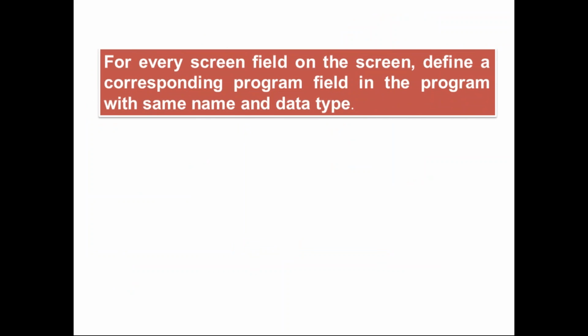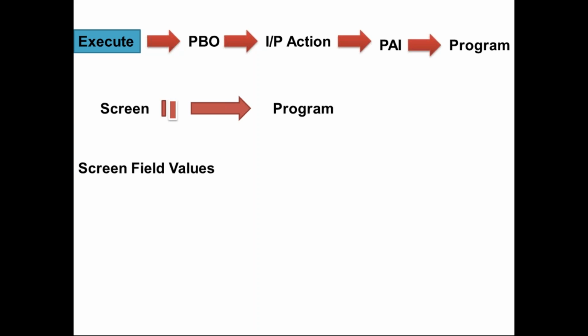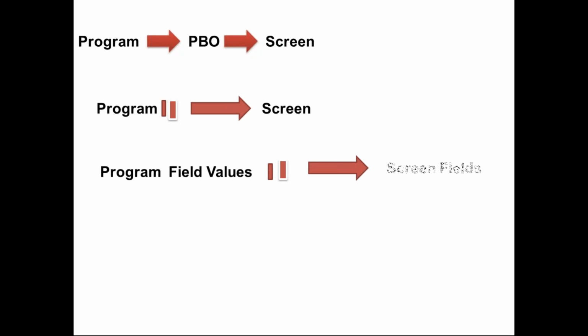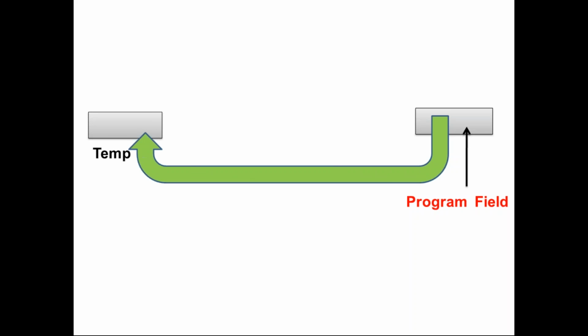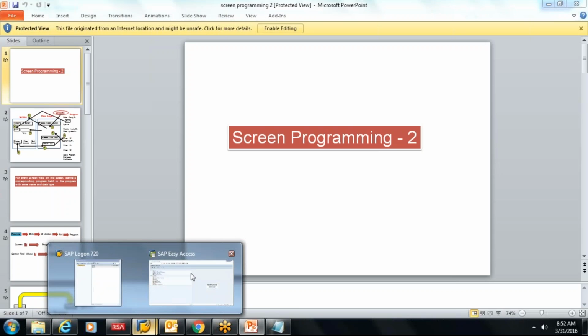Now there are some rules. Every screen field on the screen must have a corresponding program field in the program with the same name and data type. When you execute PBO and PAI in the program, the screen fields should be equal to the program fields. If I go to temp, it returns the same value to the program fields, and in the same way, from the program it goes to PBO again and to the screen. So the program field should be equal to the screen field, and the temperature is the same here too. Now let us see how to design the screens.